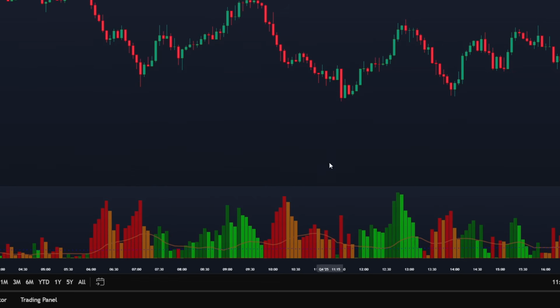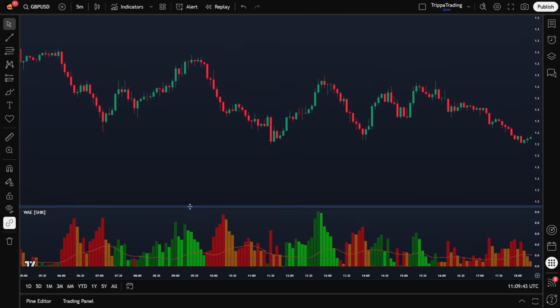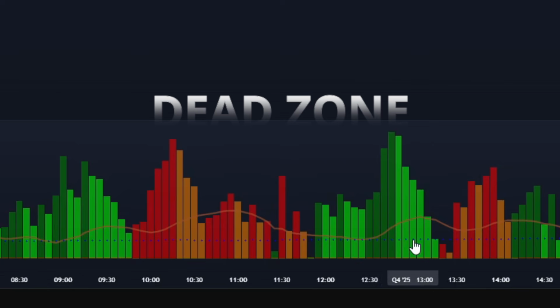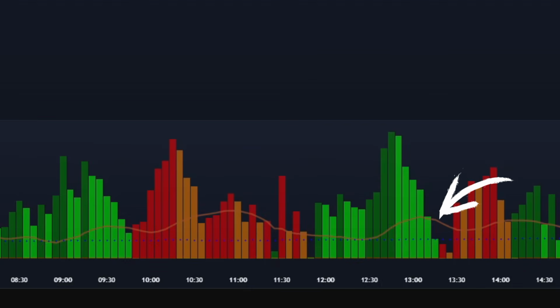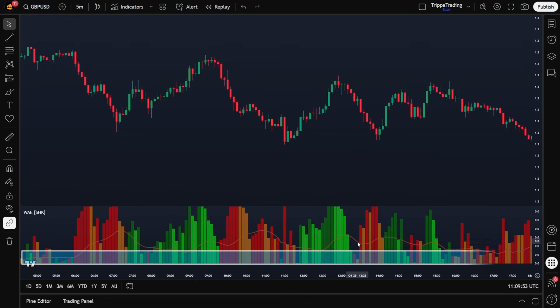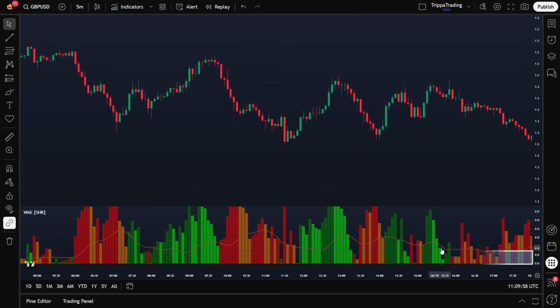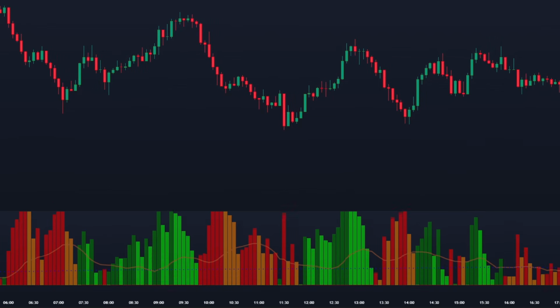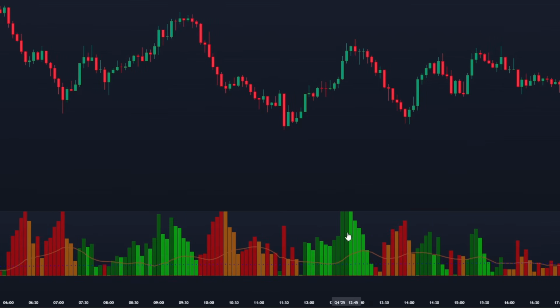Since this works on short-term momentum, it's perfect for lower time frames like the 1-minute or 5-minute chart. You'll also see a blue dotted line called the dead zone line and an orange explosion line. When the histogram is below the blue line, volatility is low. The market's quiet. When it goes above, volatility starts to rise, and if it crosses the orange line, that means an explosive move might be coming.